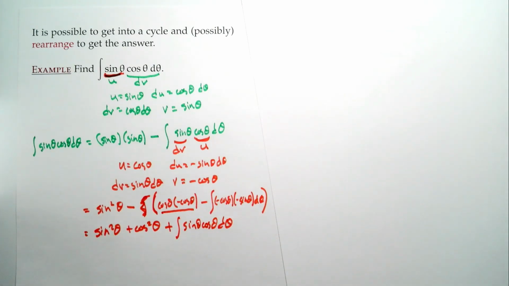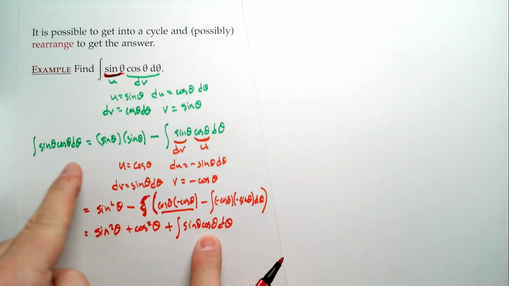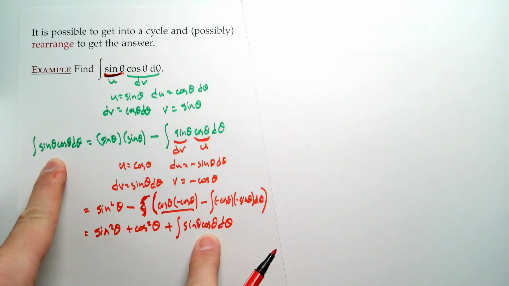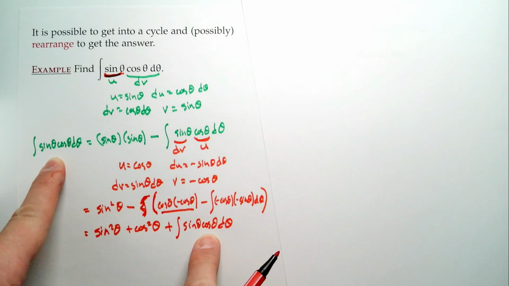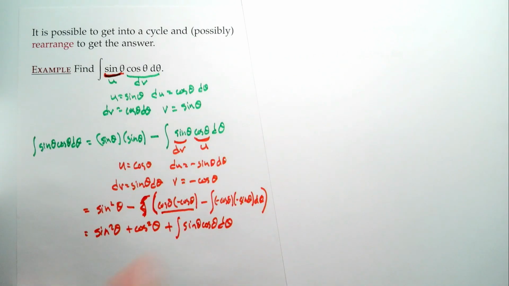Yes? All right. So far, I followed the rules. Yes? Okay. All right. Let's do this next part. Notice this and that. Let's just subtract that from both sides. And if we subtract that from both sides, what do we get? 0 equals sine squared plus cosine squared.